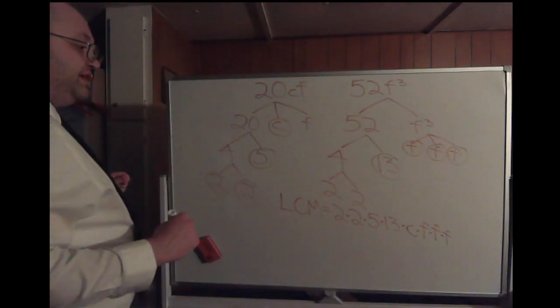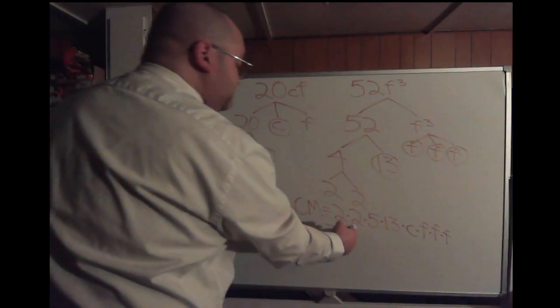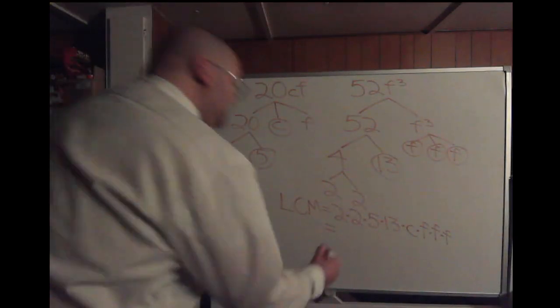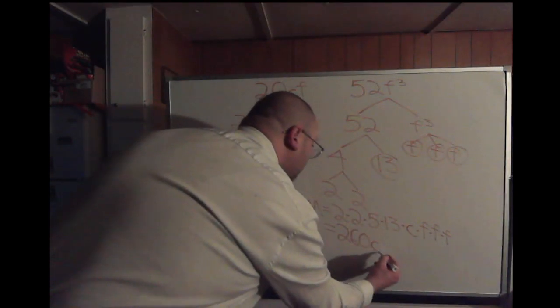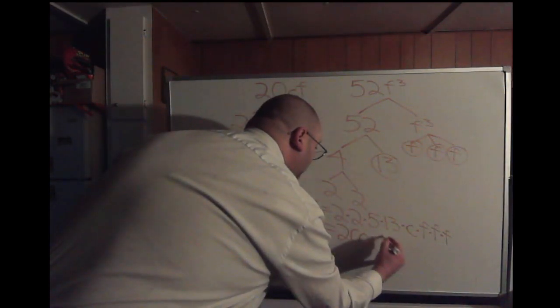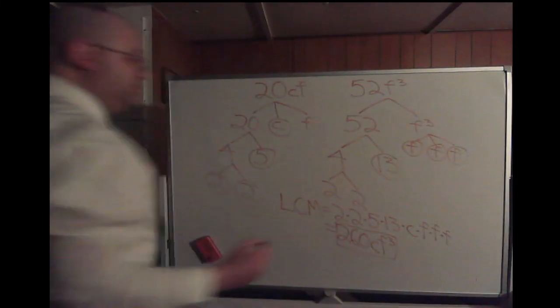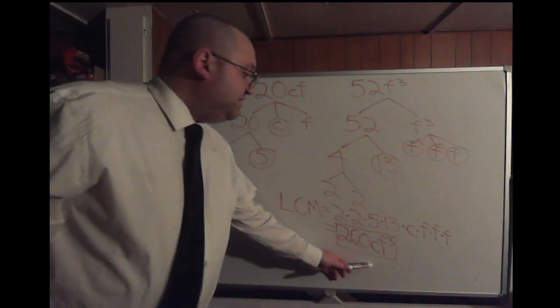And then you're going to have times C times F times F times F when you put all those factors together, which we know 2 times 2 is 4, times 5 is 20, so 20 times 13, that's going to be 260. You'll have 260 times C, then F times F times F is F to the third. So your least common multiple is going to be 260CF to the third. That's exactly what you would get, 260CF to the third.